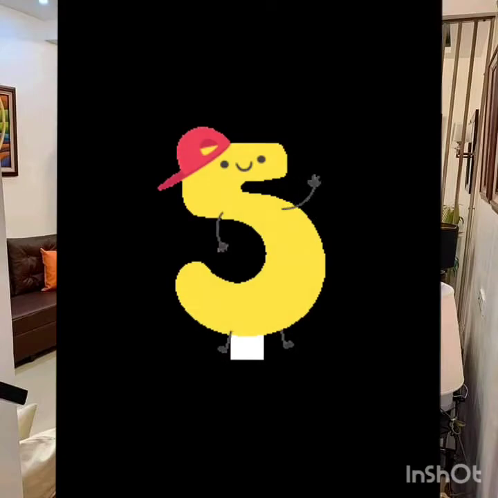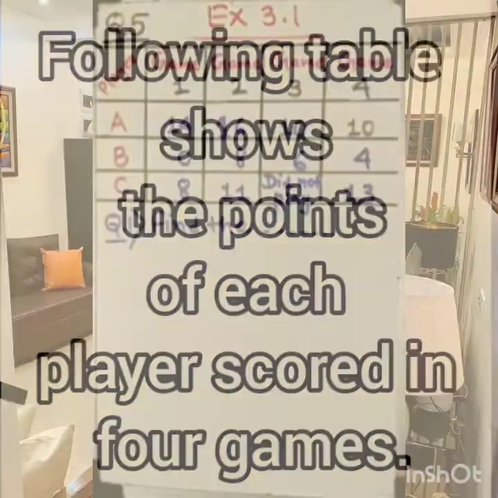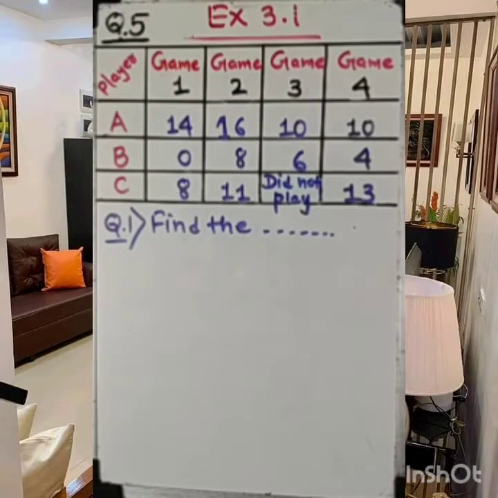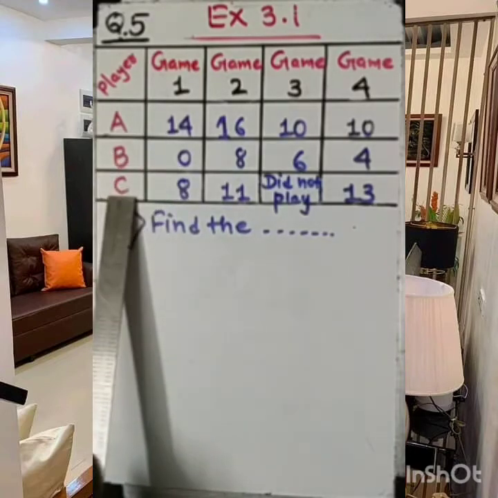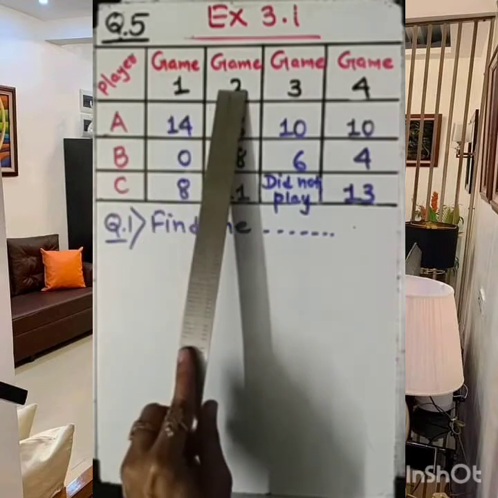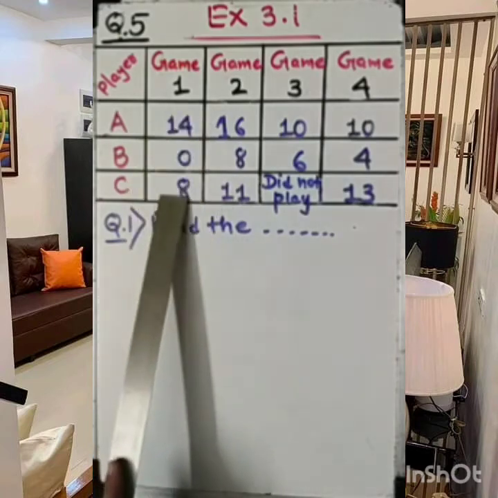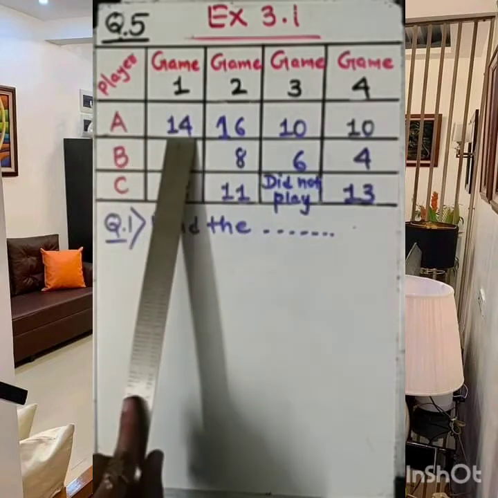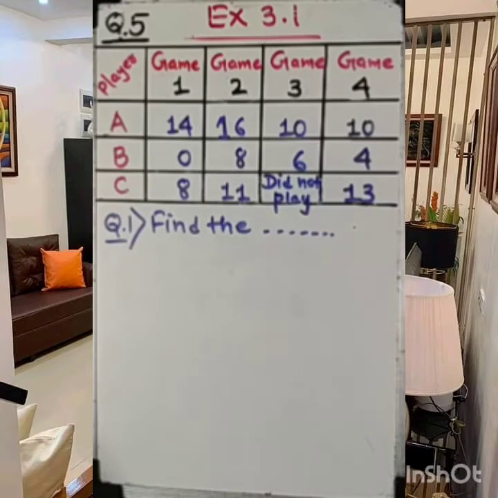So dear student, question number 5, what are we given in that? The following table shows the points each player scored in 4 games. Here you can see on your screen the tabular form which we are given in the question. Players, how many players? 3 players, A, B, C. And here game 1, game 2, game 3, game 4. Here it is the score of each and every game of each and every player we are given. And just below it some questions are given.